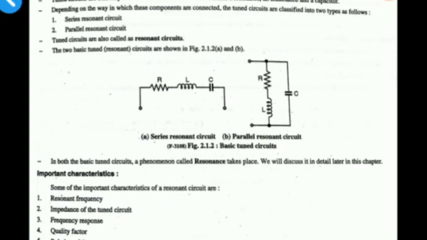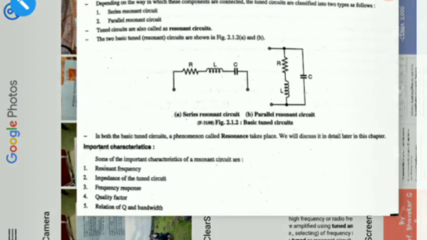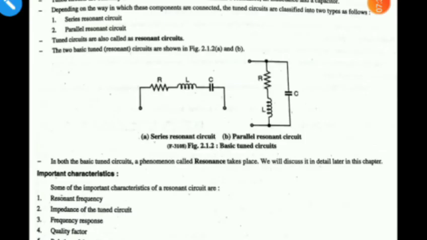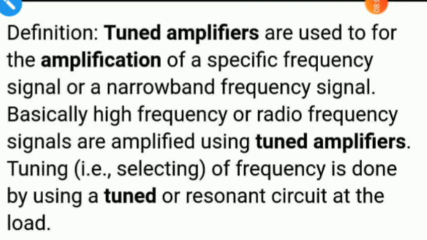Then some important characteristics of the tuned amplifier are resonant frequency, impedance of the tuned circuit, frequency response, quality factor, and the relation of Q and bandwidth. By using these characteristics, many resonant circuits are categorized. So this is all about the tuned circuit, and now we start the standard definition of the tuned amplifier.